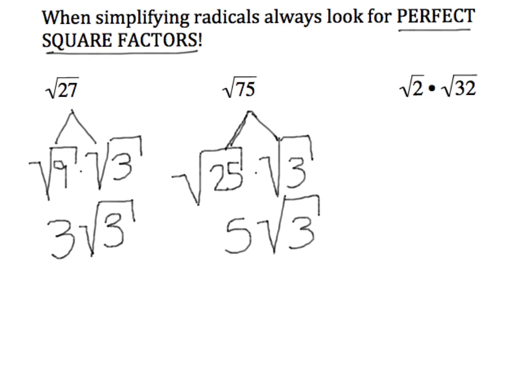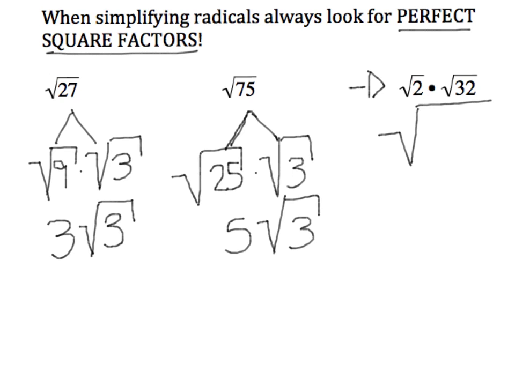All right, now I can use the product property a little bit differently than I did in these first two examples for my third problem. In my third problem, I'm given a product, but the square root of 2 is not a perfect square, and the square root of 32 also isn't a perfect square. But if I look at 2 times 32, that will give me 64.